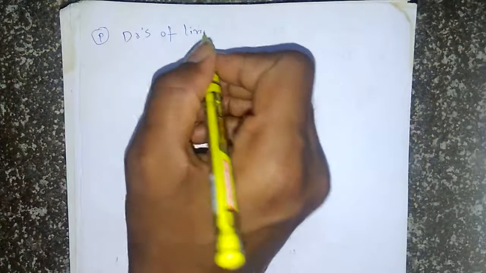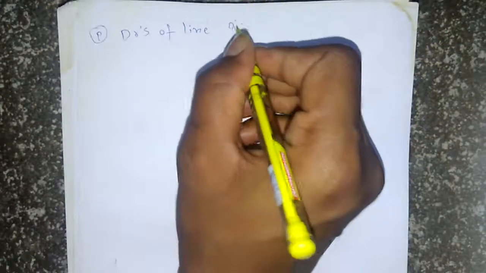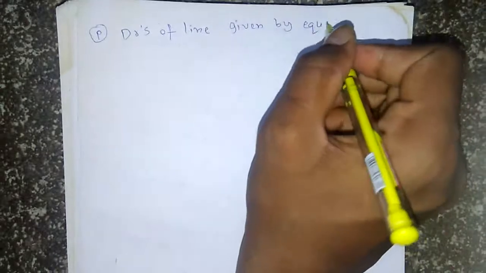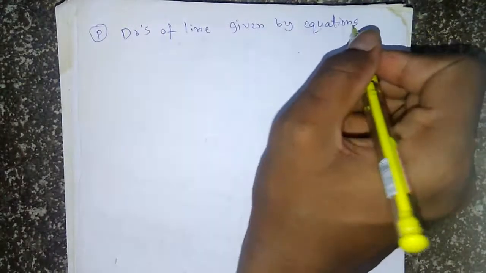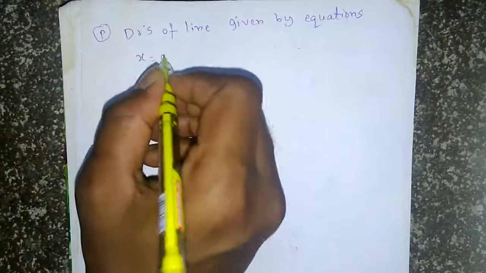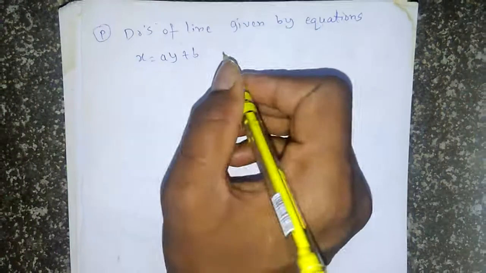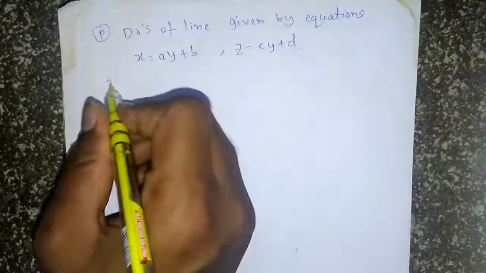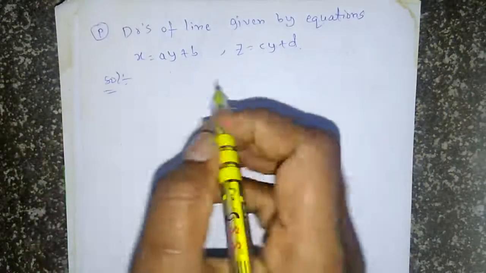So, direction ratios of a line given by the equations x is equal to ay plus b, comma z is equal to cy plus d. So two equations are given. First, obtain the line equation here.